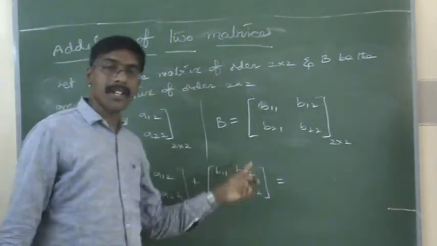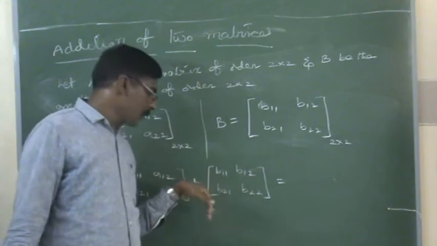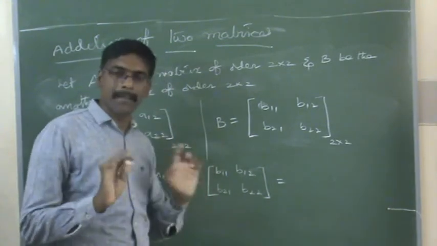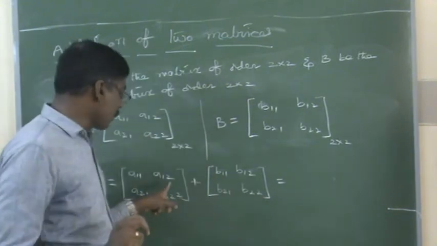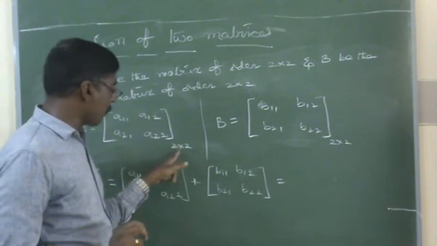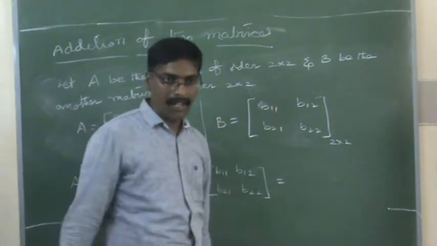Same procedure for subtraction of the two matrices also. But here we are using the plus symbol, while in the case of subtraction, we use the minus symbol. That's the difference. Now, how are we adding? The condition is valid: 2 by 2 matrix, 2 by 2 matrix. Orders are the same, so addition of the two matrices is possible.